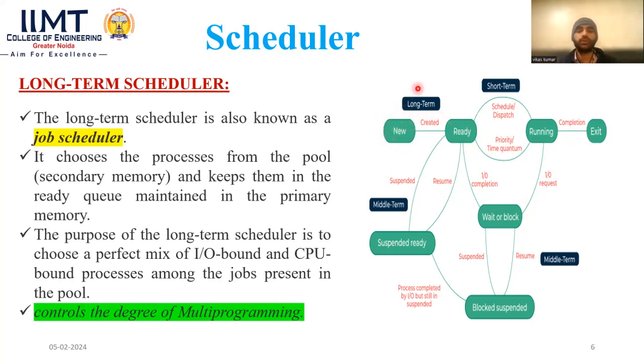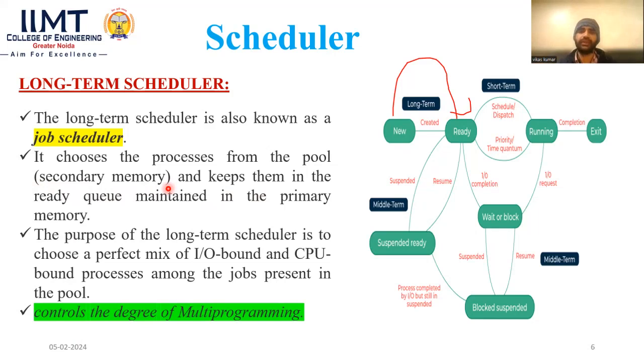The purpose of the long-term scheduler is to choose a perfect mix of input-output bound and CPU bound processes among the jobs. As you know, there are two terms: input-output bound and CPU bound process. An input-output bound process means those jobs need only input-output processing. A CPU bound process means they need only the CPU. They don't require any input-output device.